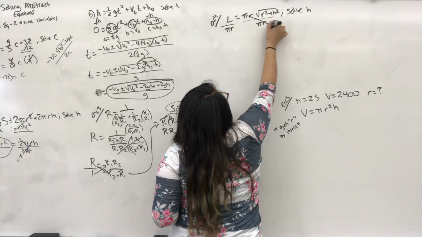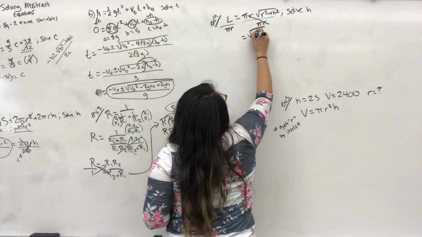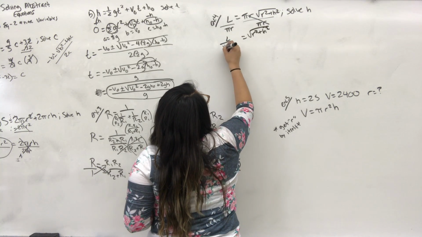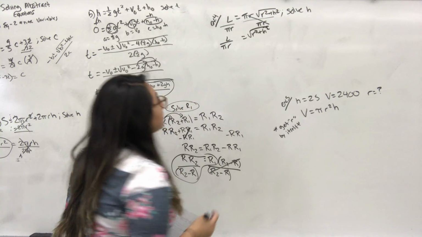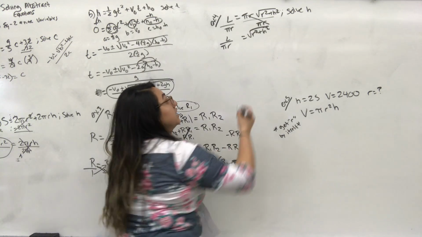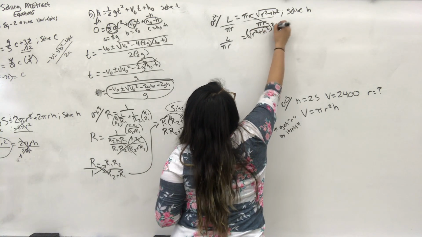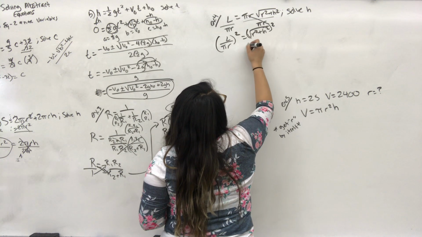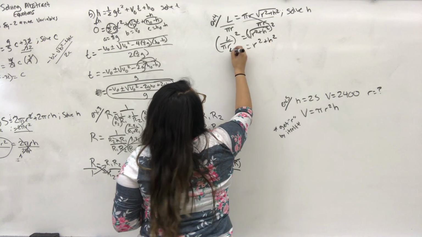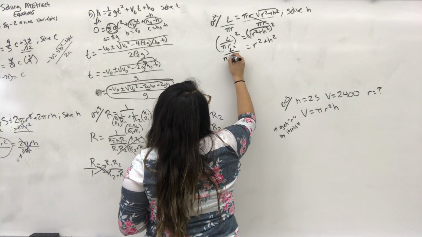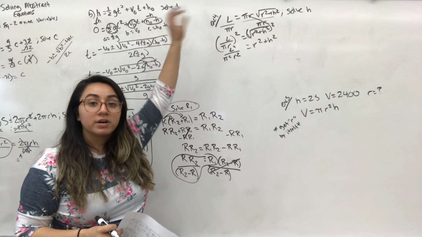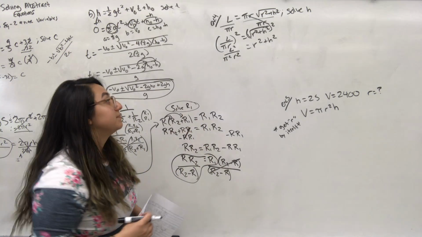So now, if I divide both sides, I get r squared plus h squared is equal to L over pi r. To get rid of the square root, we have to undo it. To undo it, we square both sides. When you square both sides, I have r squared plus h squared is equal to L squared over pi squared r squared. Whenever you square something with a fraction, you square every factor on that fraction.